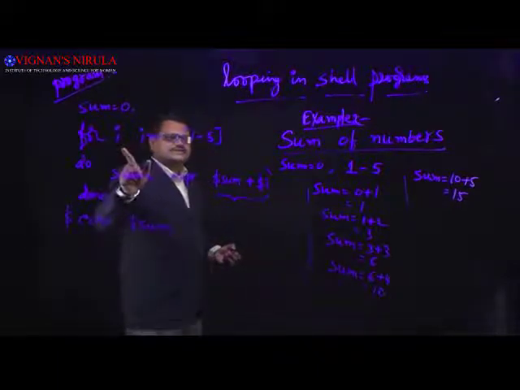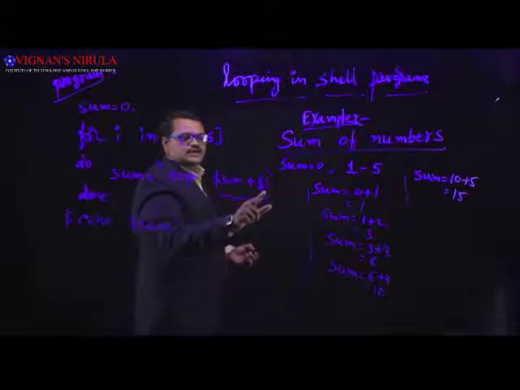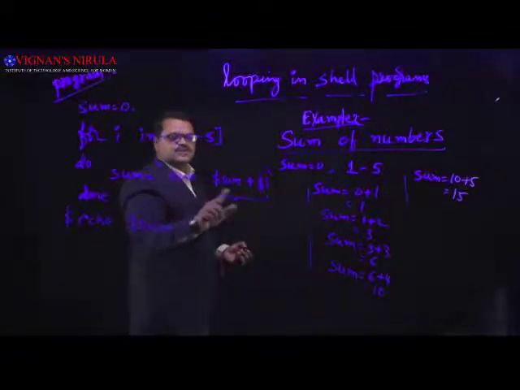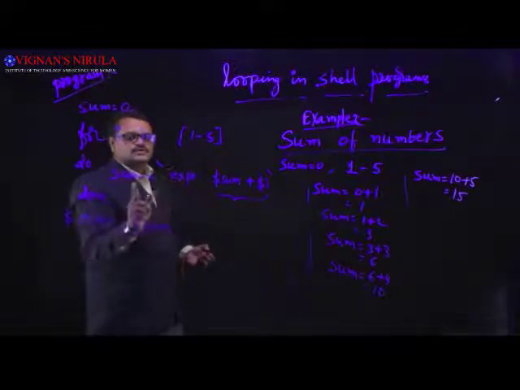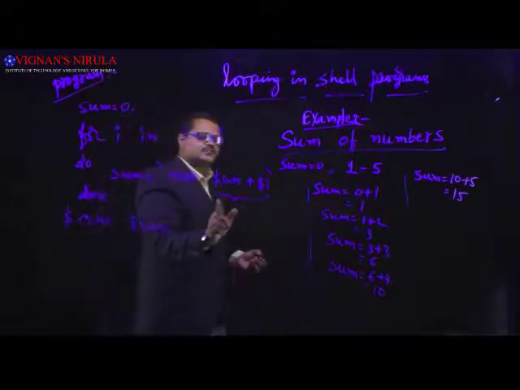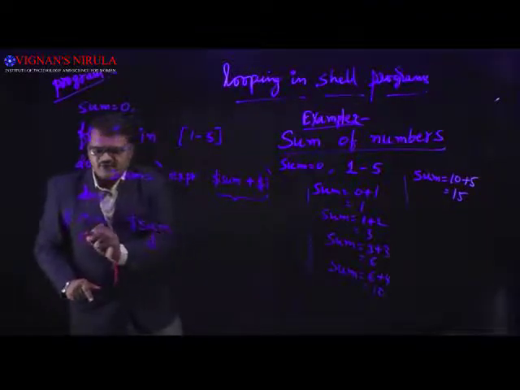And after that the next turn is I equal to 4. So sum equal to expr $sum plus $I. That means 6 plus 4. Now sum value is 10. Then the next turn is I equal to 5. So sum equal to expr $sum plus $I. So 10 plus 5. That means finally you will get the result as 15 here.